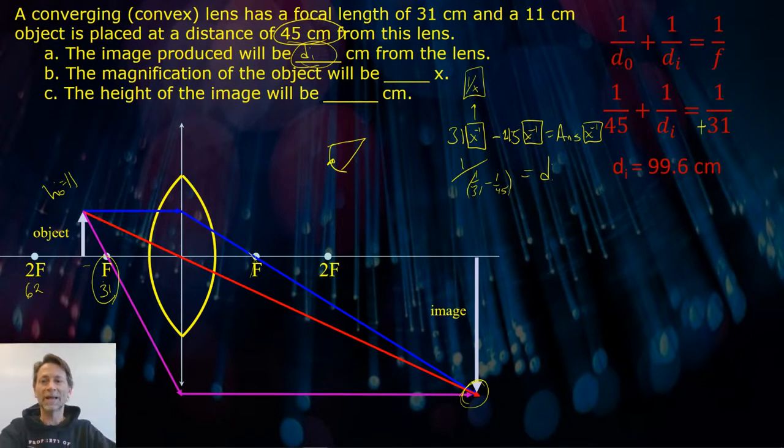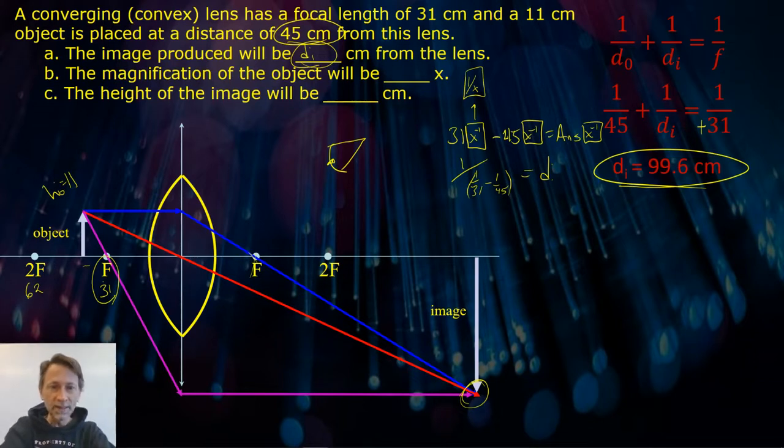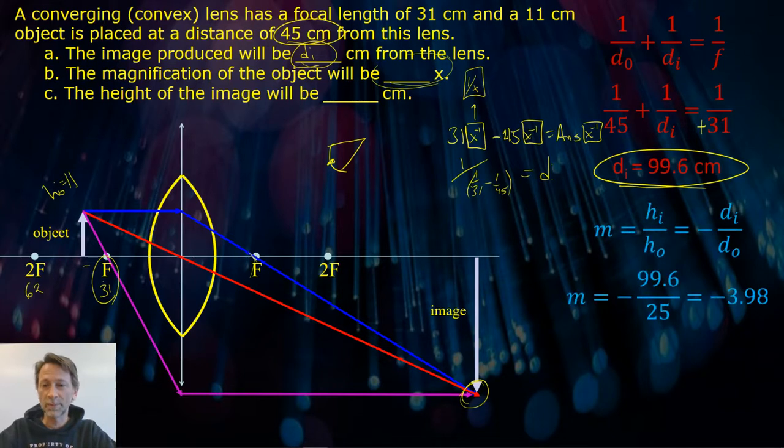Okay, all that to say, I get an answer of 99.6 centimeters. Does this look like it is roughly out 100 centimeters? Yes, it's way out beyond that 62 centimeter mark, and that could easily be 100 centimeters. Next thing, the magnification of the object. So it looks like I'm looking for M again. So I'm going to do the hi over ho equals negative di over do, and I know my DI and my DO, so I put in a negative 99.6 over 25, and I get negative 4 as my magnification.